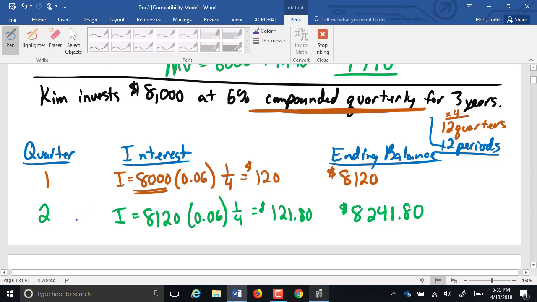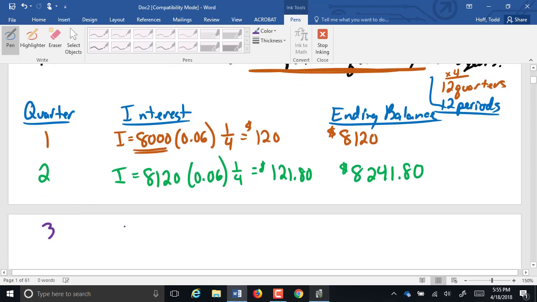So we would start quarter 3 with $8,241.80. Are you guys still able to see my computer screen? No? Thank you.